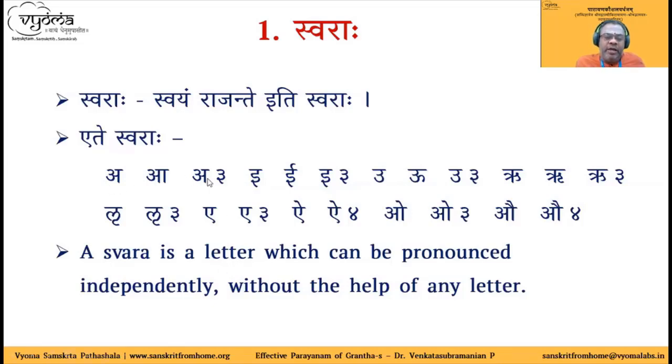In A itself, you have 3. In E, you have 3. In U, you have 3 as per the Shastras. In R, you have 3. In L, you have 2. In A, you have 2. In I also you have 2 classifications. O, 2 classifications. Au, 2 classifications. So now you see how many are there. You will get 22 swaras in this list.